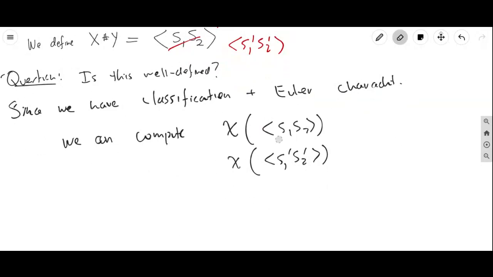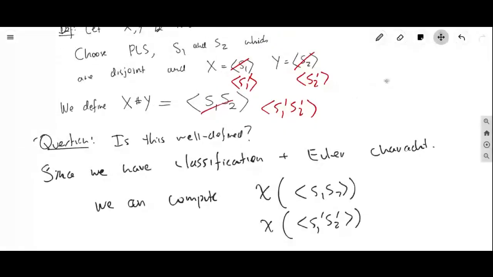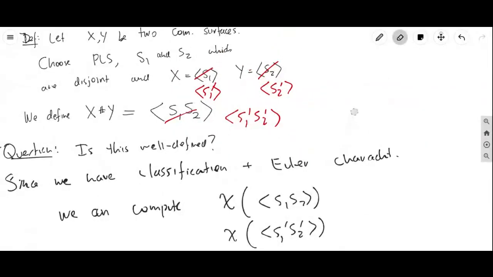You have a classification theorem, so whichever one this is, it has to be a connected sum of planes, projective planes or tori. And then you can also use the Euler characteristic to compute this. So I think that this would be an appropriate question to put on your homework, and you can try to figure it out. You can show it's well defined by taking advantage of the Euler characteristic. So we'll finish here. This completes our discussion on surfaces.